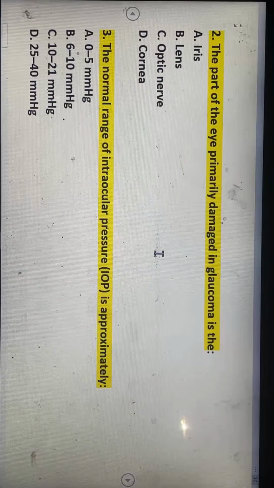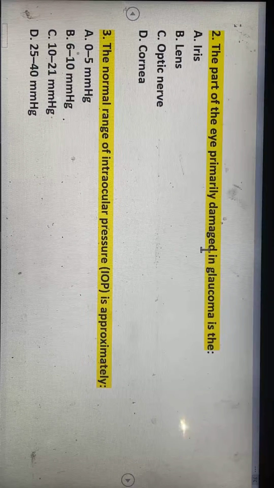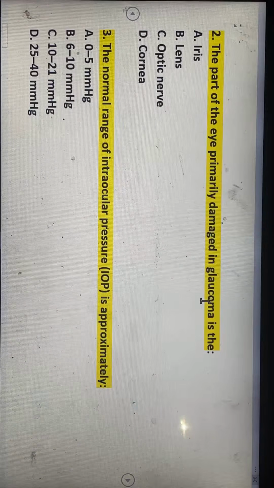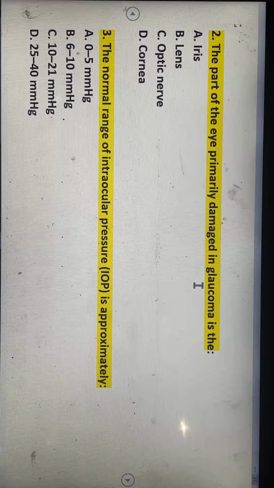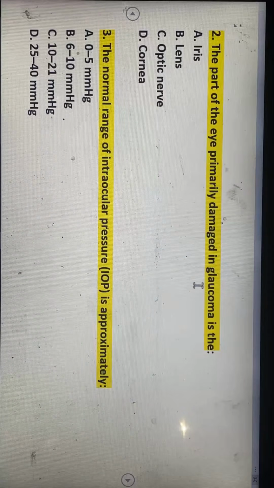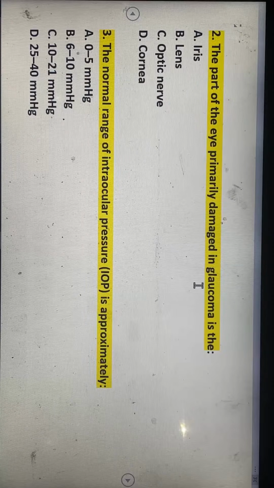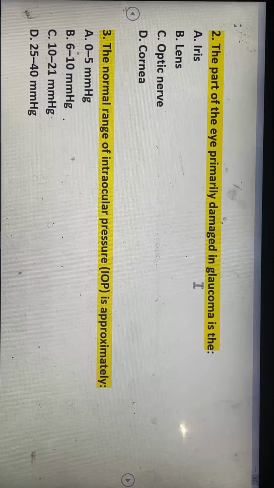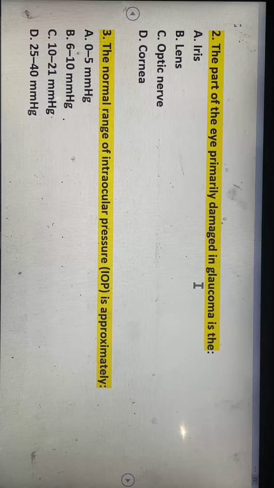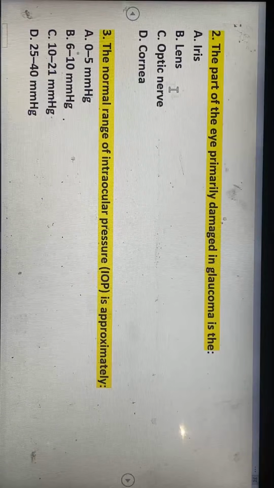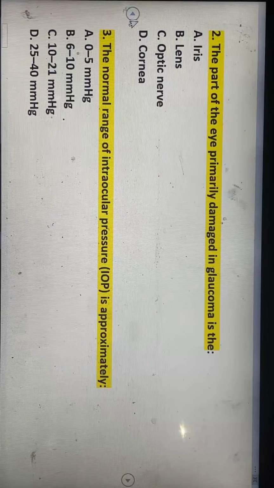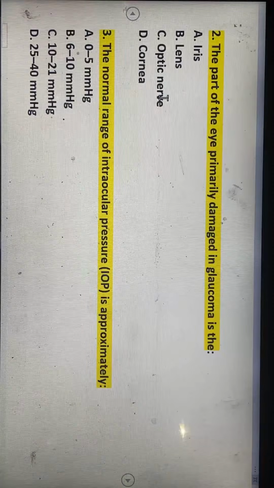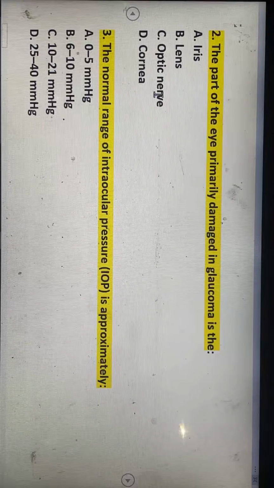Number two, the part of the eye primarily damaged in glaucoma is. So drop your answer. Okay, I'm impressed with the students. So the part of the eye that is damaged in glaucoma is A, iris, B, lens, D, cornea, and C, optic nerve. So the correct answer is what? C. Very correct, optic nerve.